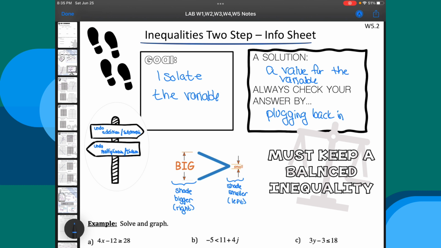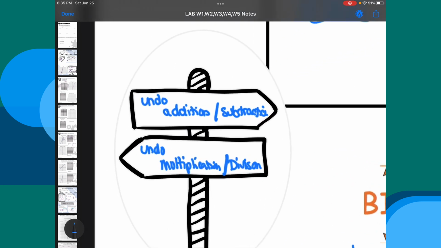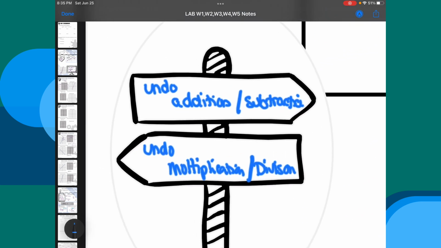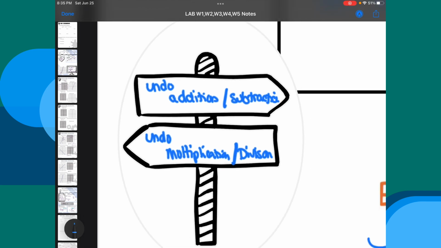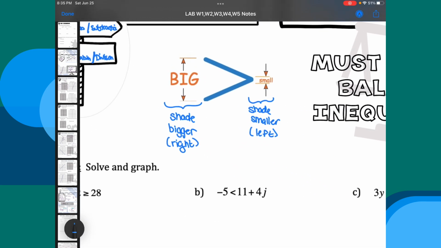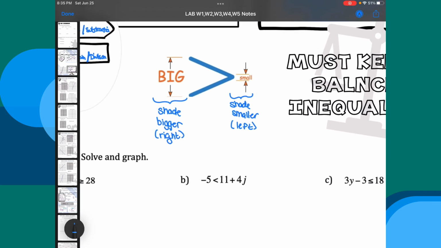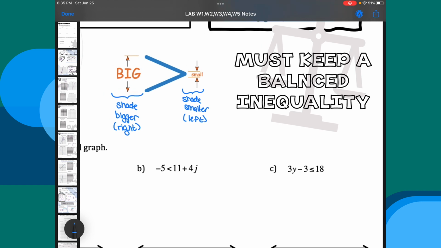A solution for an inequality is a value that when we plug it in for the variable, it makes the inequality true. And we can always check our final answer by plugging it back in to see if the inequality is true. We solve two-step inequalities the same way that we solve a two-step equation. We undo addition and subtraction, then we undo multiplication and division. Remember, we must always keep a balanced inequality. That means what we do to the left, we do to the right.